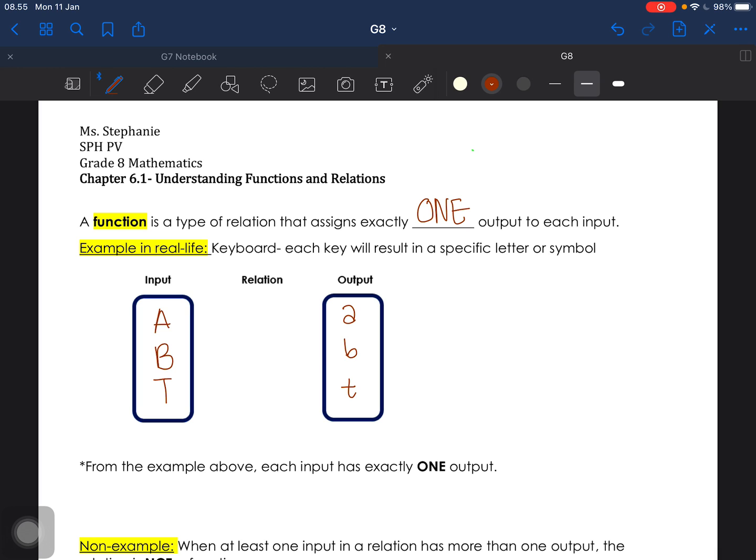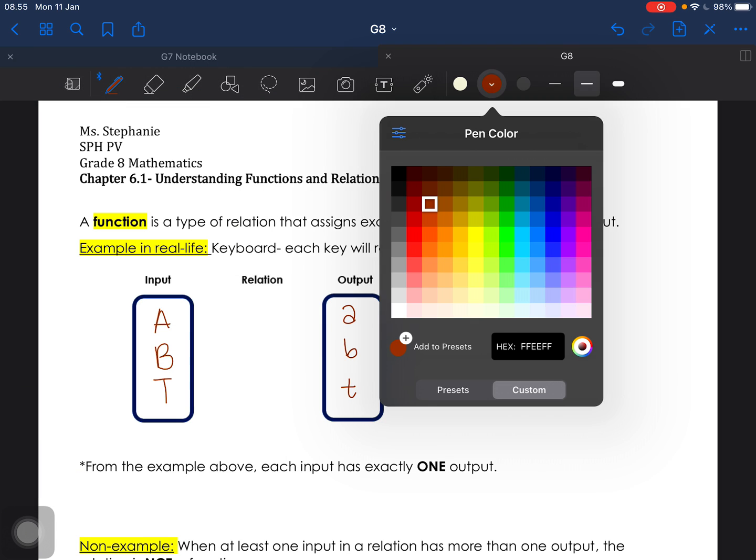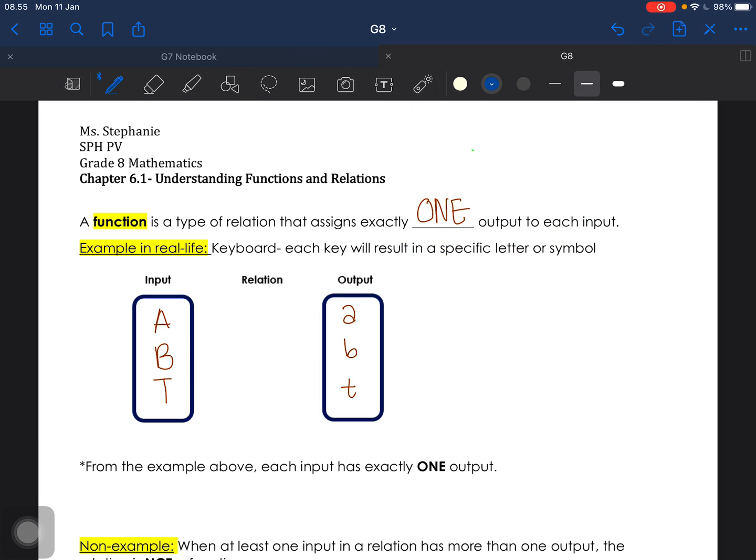Look at your keyboards, and each key will result in a specific letter or symbol. Let's say that your keyboard's caps lock is turned off. On your keyboard you see all capital letters, right? But if you press the A key there, you will get lowercase a. Press B, you will get b. You press T, you will get t.